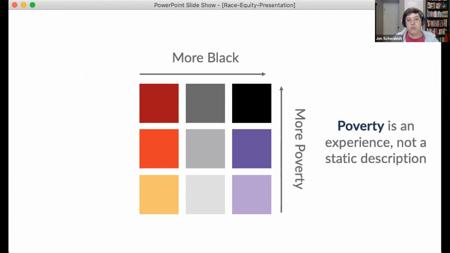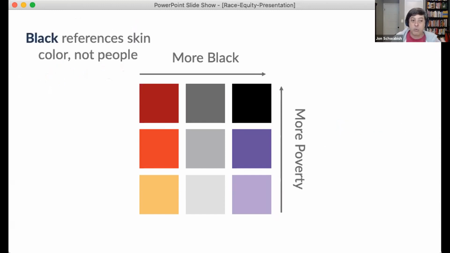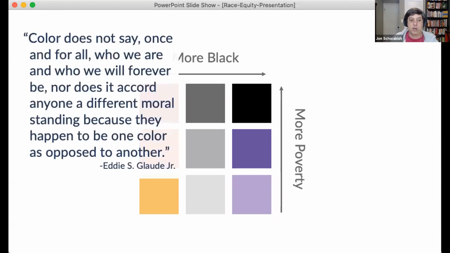Similarly, when it comes to the phrase more Black, Black references skin color, not people. And if we go back to Eddie Glaude's terrific book, he talks about how our skin color does not say once and for all who we are, right? And so as people who are working with data and thinking about the labels and the language that we use in and around our visualizations, we want to take that perspective. We want to have that empathetic view. If I was a Black or African American living in this country, how would I feel about being described as more Black, right? So that's the through line that comes through in this particular project.